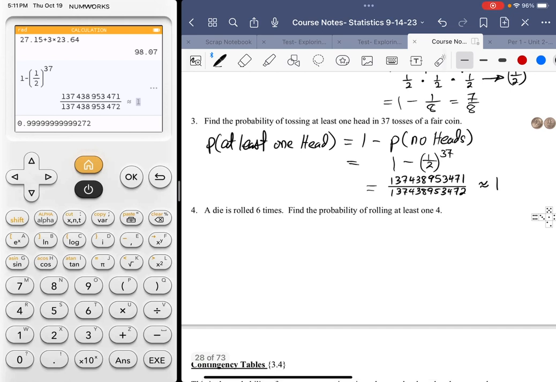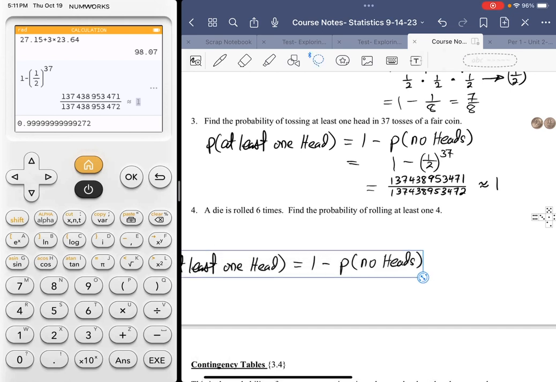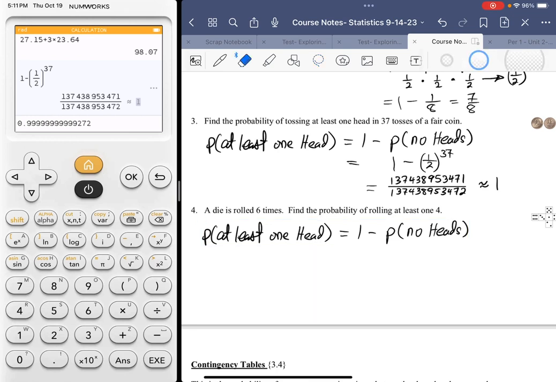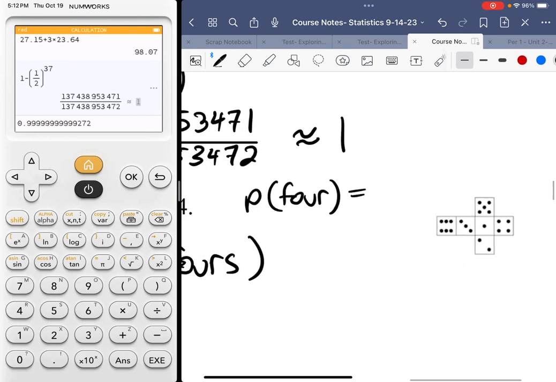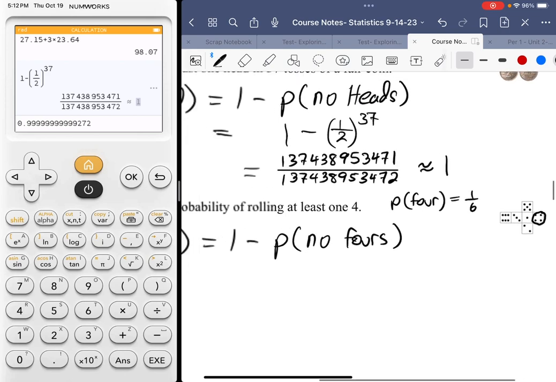We could also do it with dice. So here it's saying at least 1 four. So that's going to be 1 minus the probability of no 4s. The probability of getting a 4 when you roll a die, a little diagram here to help out in case you're not familiar with a die or overly familiar with it. To get a 4 is one possible outcome out of 6 possible. So the probability of getting a 4 is 1 out of 6.